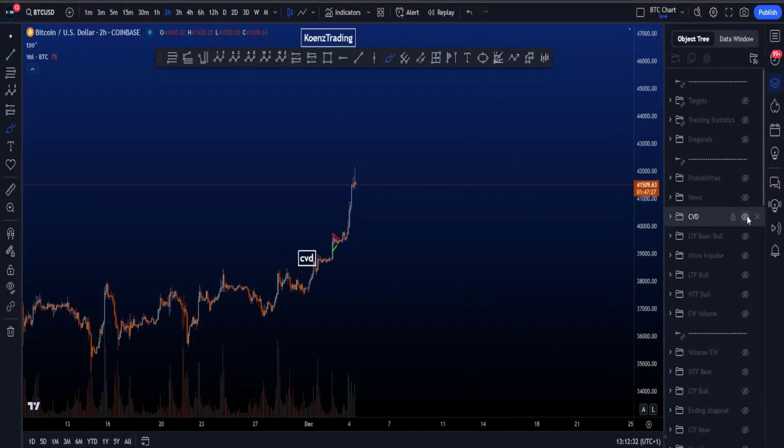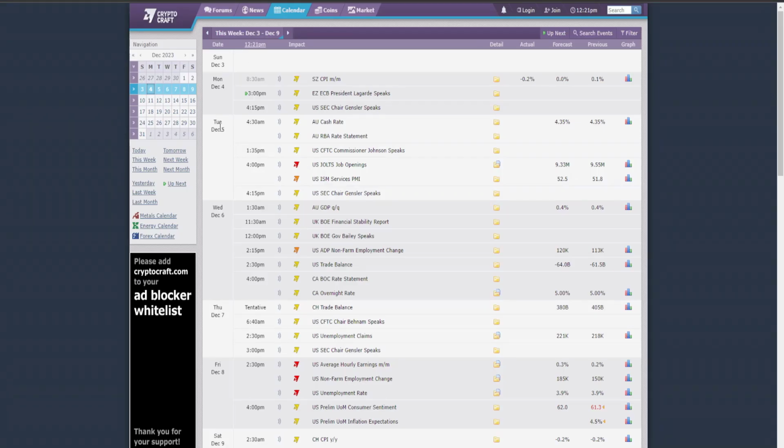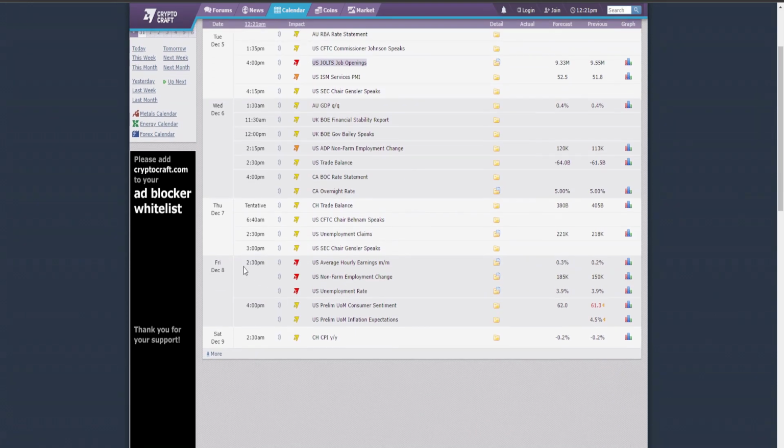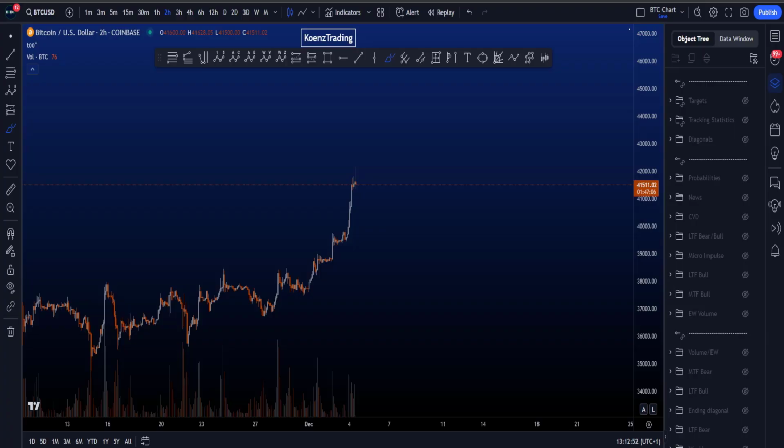And if we look at the news, as we do have some news this week, then tomorrow on Tuesday, December 5th at 4 p.m. Central European Time, we have some high impact news. So make sure you trade safe around these times. And also on Friday, the 8th, 2:30 p.m. Central European Time, we also have high impact news, which might increase the volatility around that time. So make sure that you trade safe.